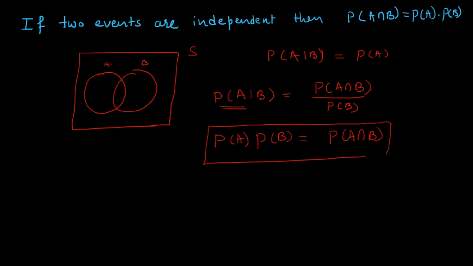So now we have got a beautiful result that the probability of A multiplied with the probability of B is equal to the probability of A intersection B. Just interchange this. We're done, right? So this is a problem.